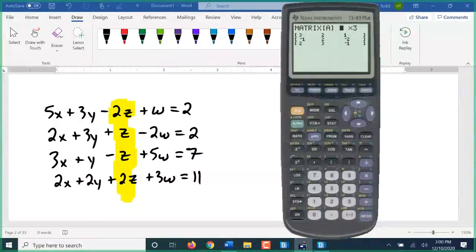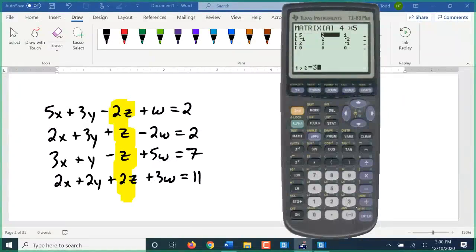I'm going to create a matrix. Now this has 4 rows. I'm going to give it 5 columns. The reason I'm doing that is the calculator wants me to put in the X, Y, Z, and W column, but it also wants me to put in the constant column so it has those values to put in the other matrices other than the base matrix.